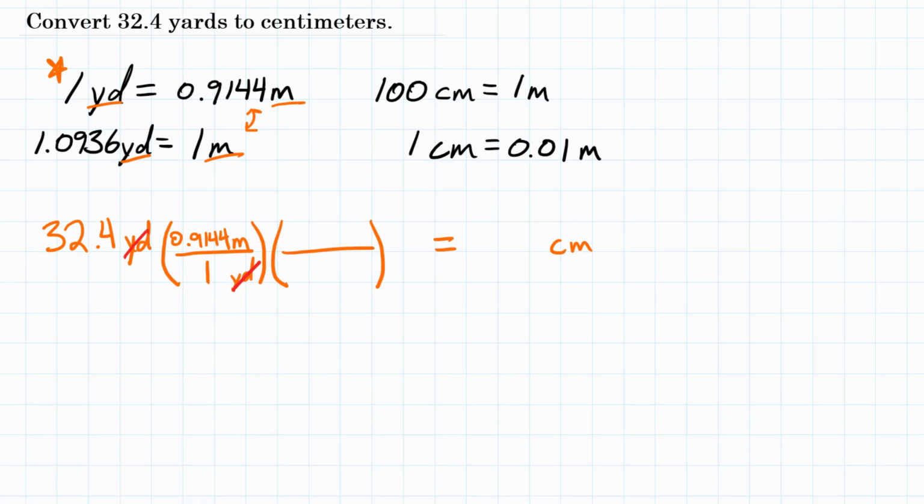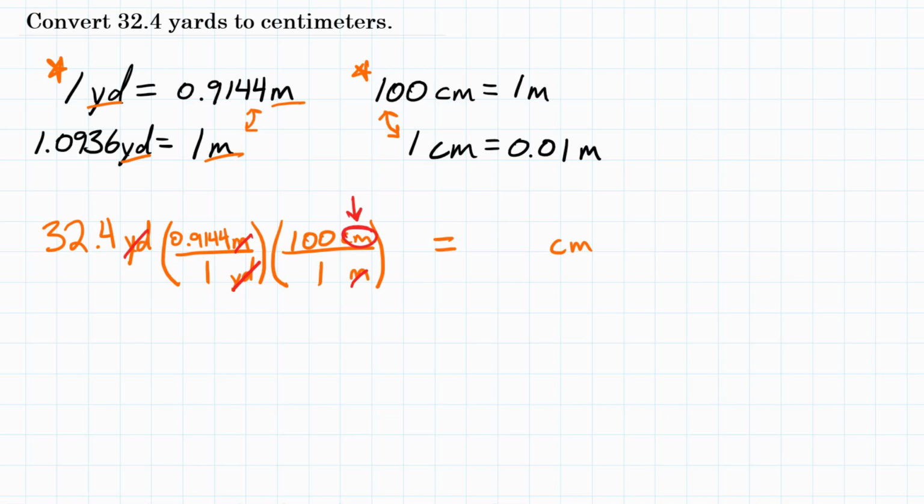And now we need to go from meters to centimeters. So here we can use either of these relationships. I could use 100 centimeters equals 1 meter, or 1 centimeter equals 0.01 meters. Since we are starting with meters at this point and we want to go to centimeters, those will be on top and on bottom like that. And then let's just again use the top relationship where 100 centimeters is 1 meter. So now our units of meters will cancel and I will be left with centimeters, which is what I want.